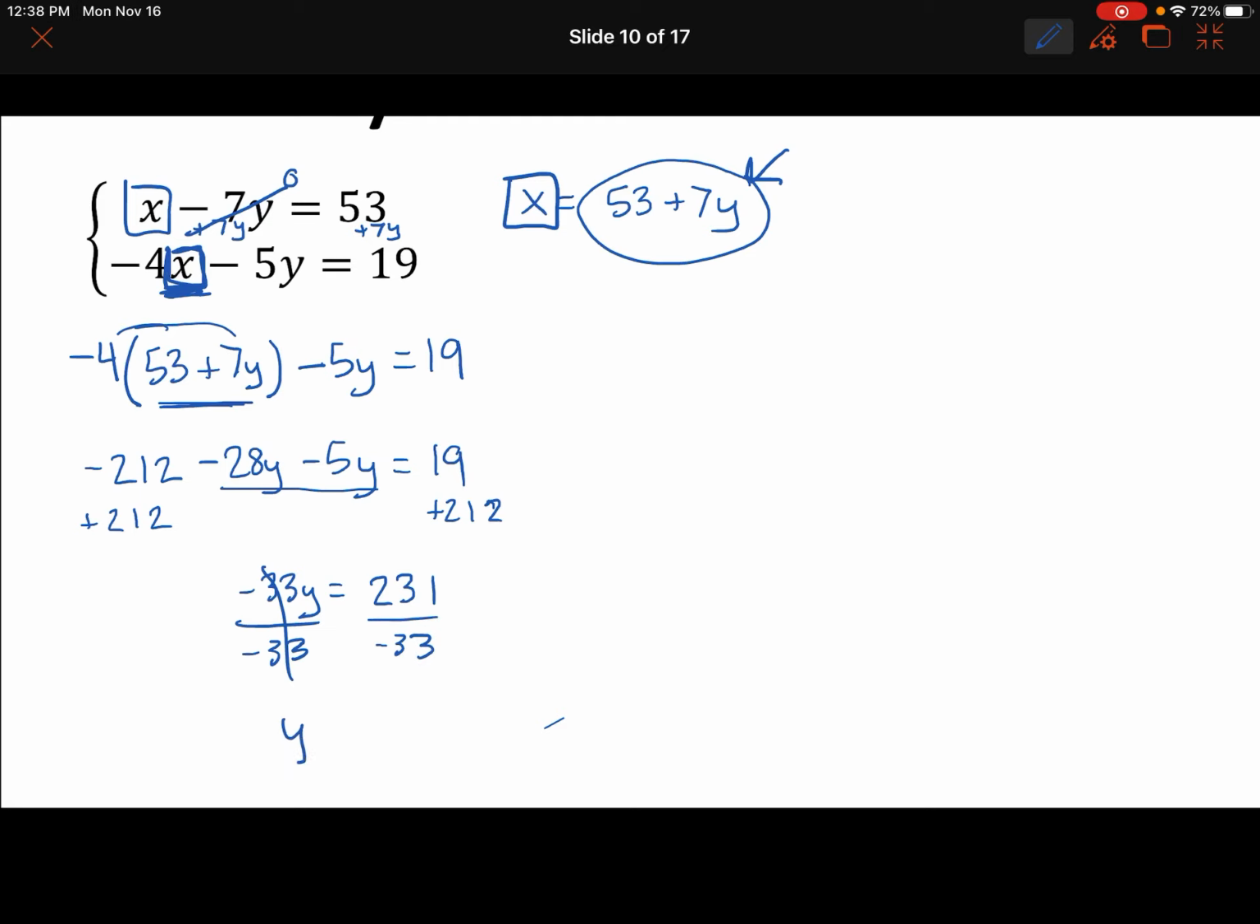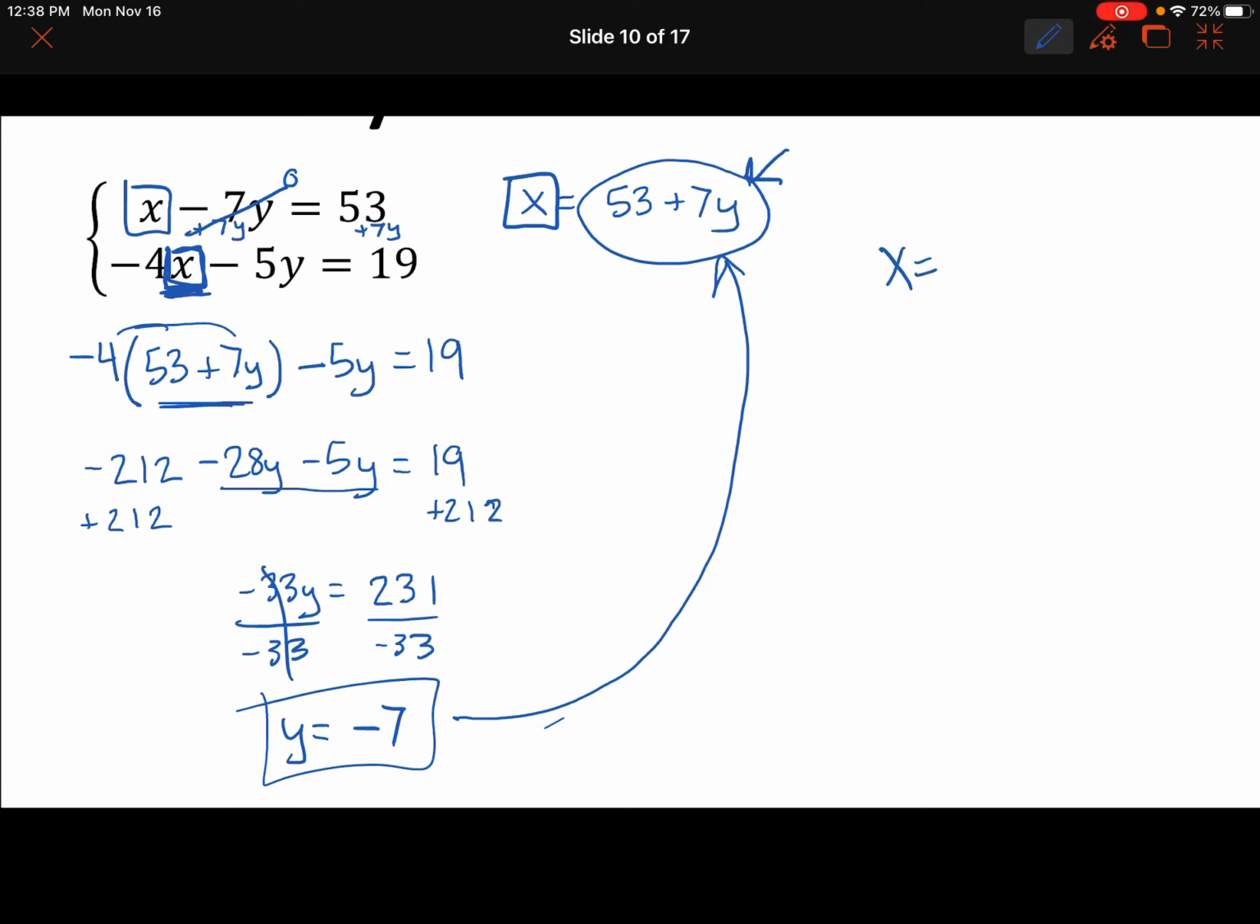I mean, sometimes we get decimals, but it's really nice when we don't. So when I divide that by -33, I ended up getting -7. So there's half my answer. Remember, we have to have an x value and a y value. So I'm going to take this and I'm going to plug it. Actually, I'm going to use this one right here that I rearranged.